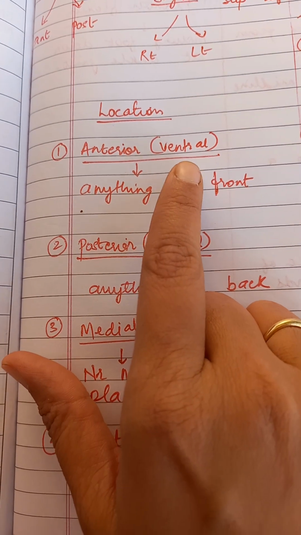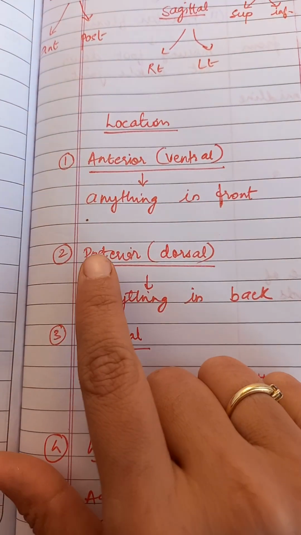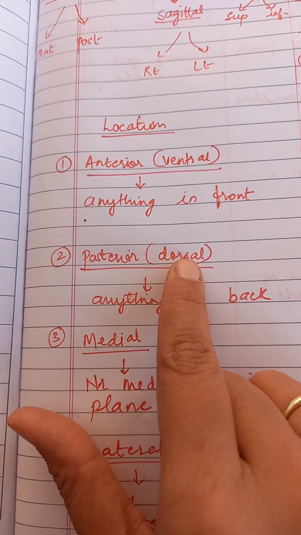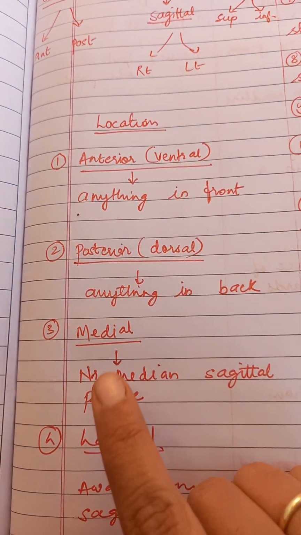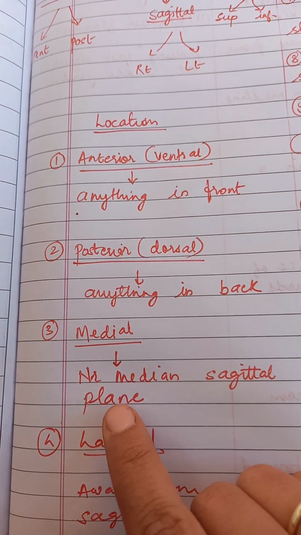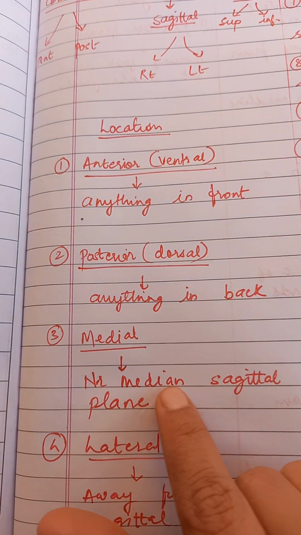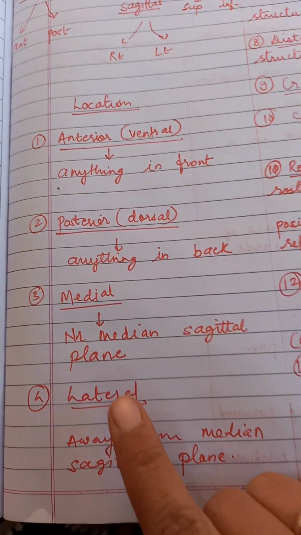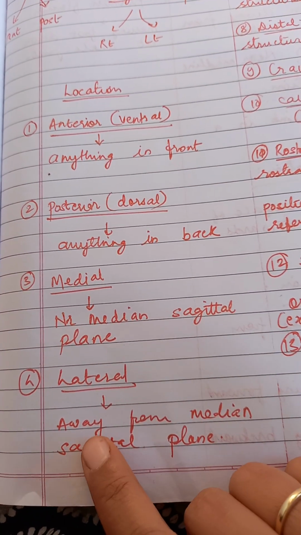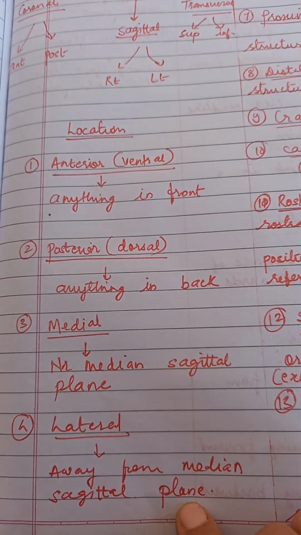Anterior or ventral, anything in front. Posterior or dorsal, anything in back. Medial, near the median sagittal plane. Lateral, away from the median sagittal plane.